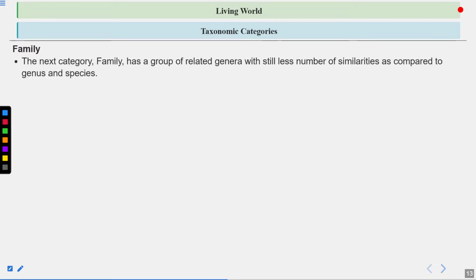Let's talk about the family. The next category is family. What is family? It is a group of related genera with still fewer similarities as compared to genus and species. Now what does this mean? This means as you are moving higher, towards the higher taxon, the number of similarities will decrease. At the species level, there is a maximum number of similarities. As you are moving up, the number of similarities becomes less. The number of shared characteristics becomes less. And the categories become broader, more broad.